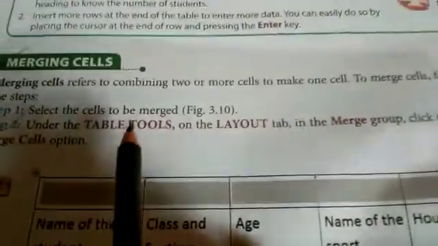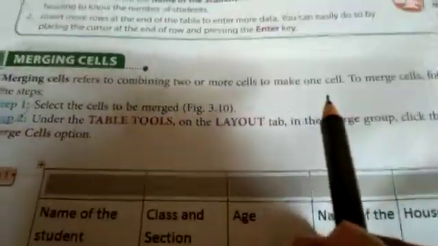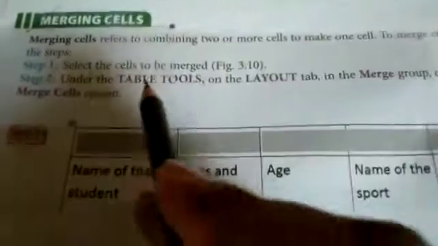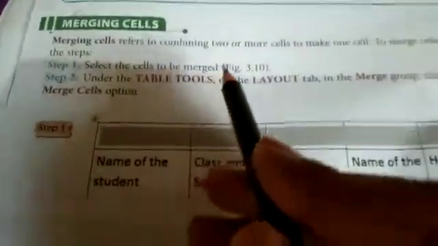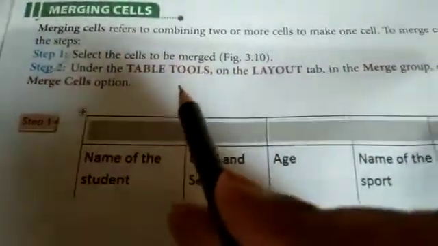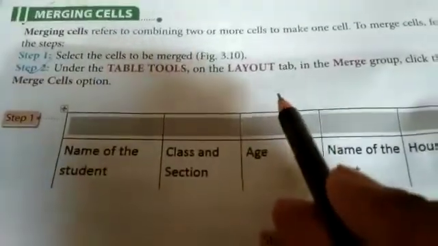Merge cell. Merging cell refers to combining two or more cells to make one cell. To merge cell, select the cell to be merged. Under the Table Tools, on the Layout tab, in the Merge group, click the Merge Cell option. Merging means to make it one. Two columns or two rows or two cells, I can merge it and make it one.